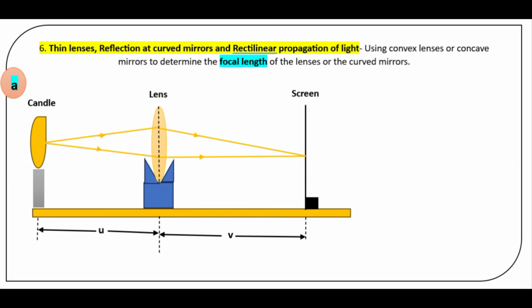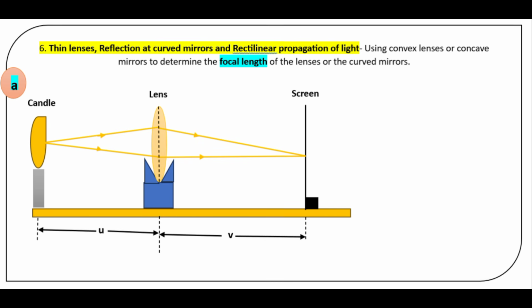So we go now to the sixth topic, that is thin lenses, reflection at curved mirrors, and also linear propagation of light. Thin lenses is in form 4, reflection at plane mirrors and curved mirrors is in form 1 and form 2. Curved mirrors is in form 2, plane mirrors is in form 1, and also linear propagation of light in form 1. So in this case, your interest is to get the focal length. The focal length of the mirrors, that is your key interest. To get the focal length is the major concept you are looking for in this topic.